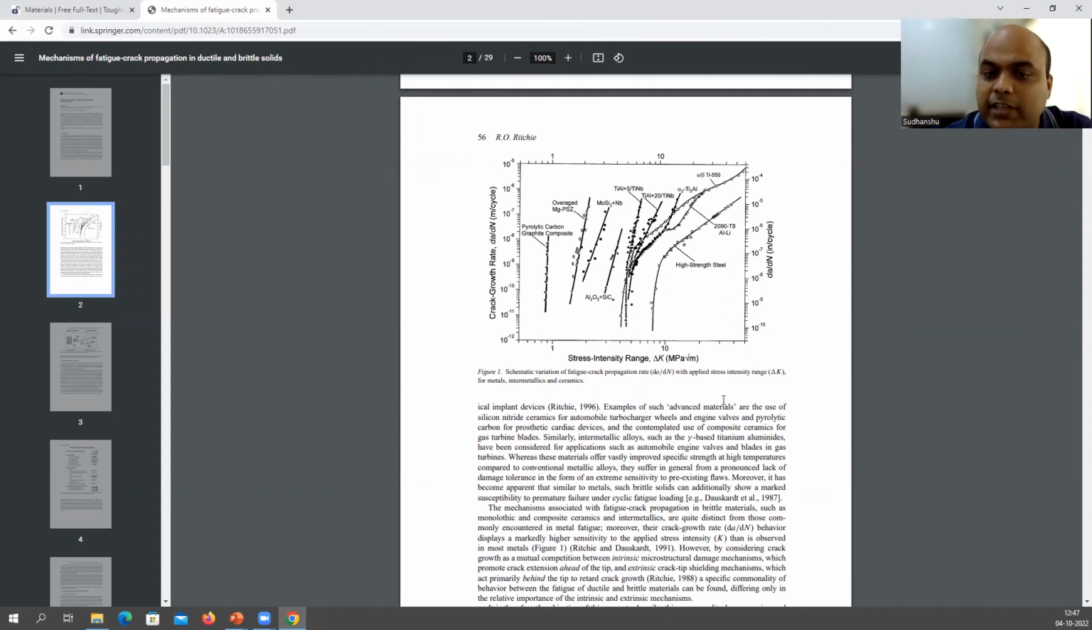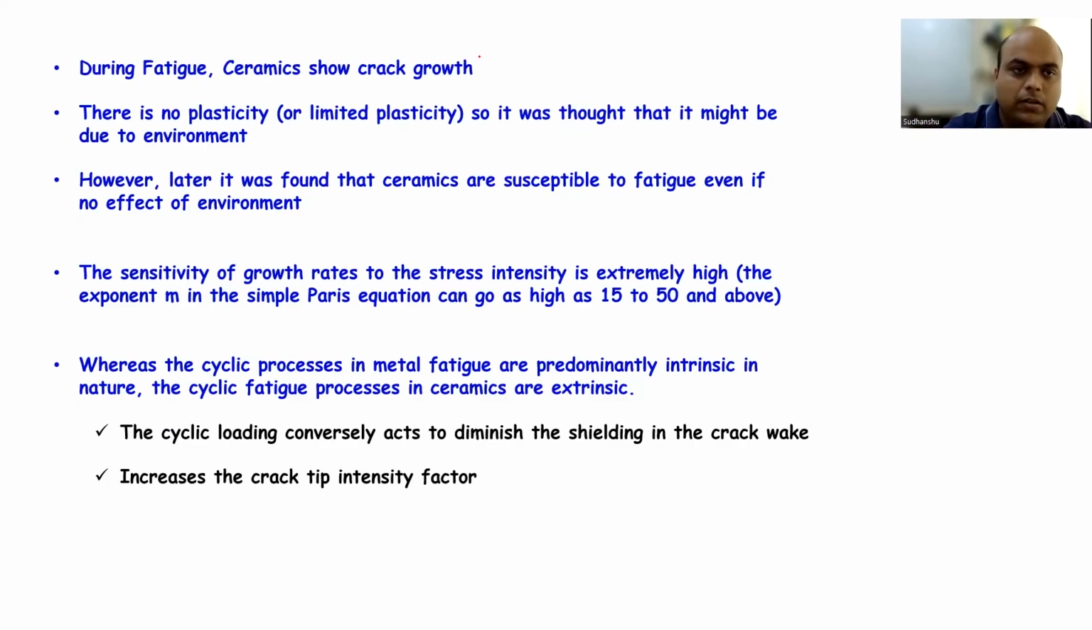So typically, ceramics are going to exhibit higher crack growth rate as compared to the metals. So metals are on the right side and ceramics are on the left side, right? So typically ceramics are going to show higher crack growth rate. Okay, that is what this particular curve shows. So during fatigue, you are going to observe crack growth in ceramics. There is no plasticity that we have discussed in ceramics unless you improve the toughness by some extrinsic mechanism, right?